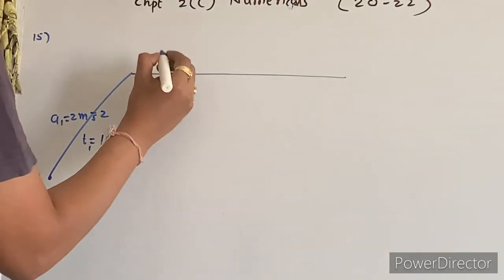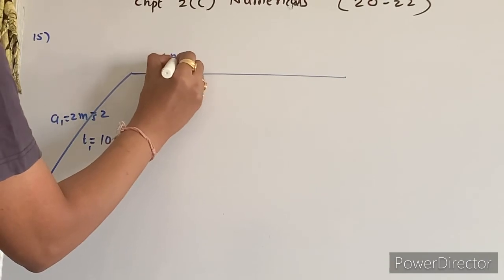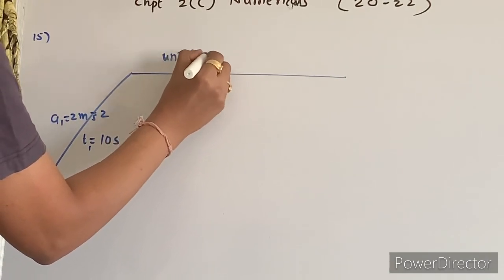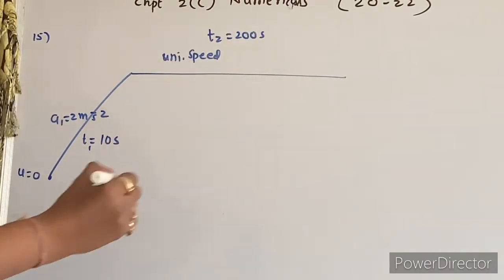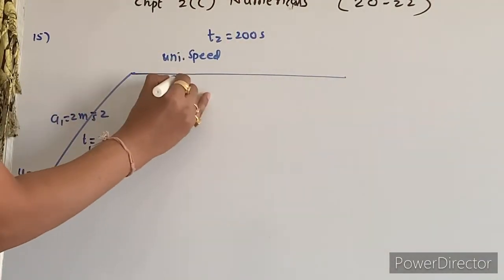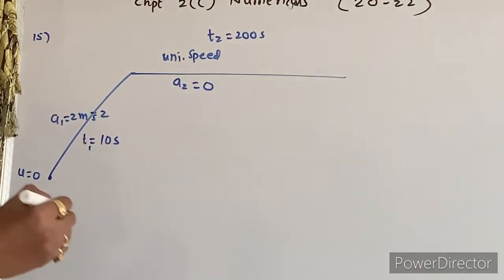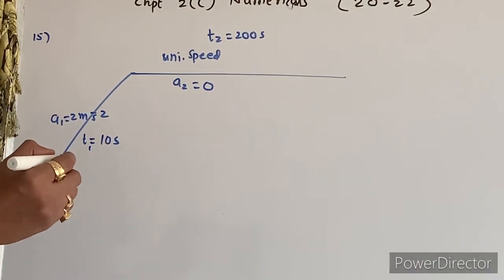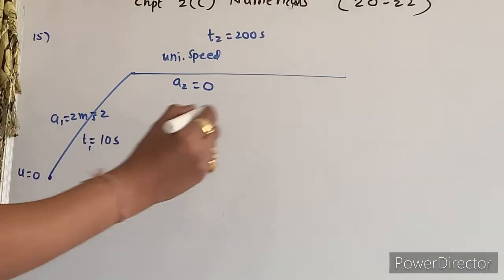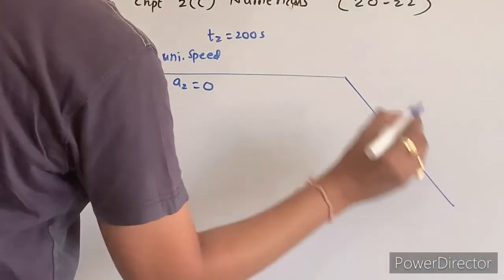So your uniform speed, for t2, 200 seconds. So here acceleration a2 will be 0. Then brakes are applied and the train, uniformly retarded, comes to rest in 50 seconds. So it comes to rest again.